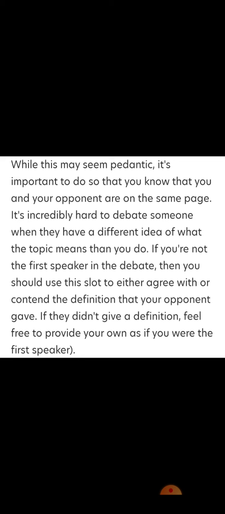Now, if you're not the first speaker in the debate, then you should use this slot to either agree with or contend the definition that your opponent gave. Step 3 is signposting. In fact, what is signposting?